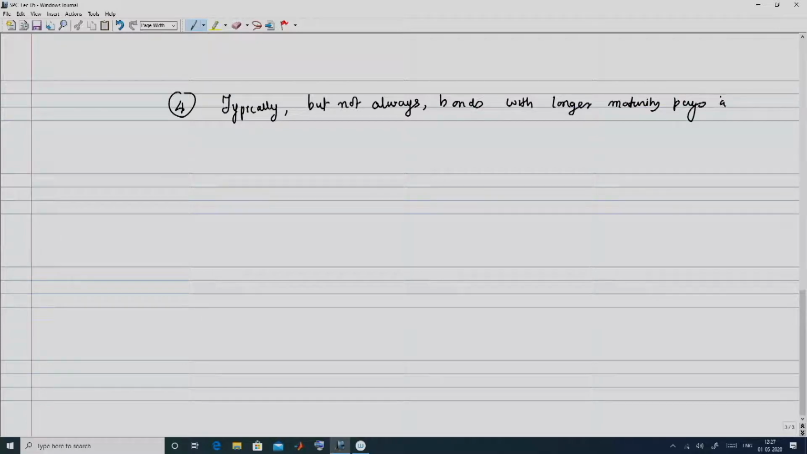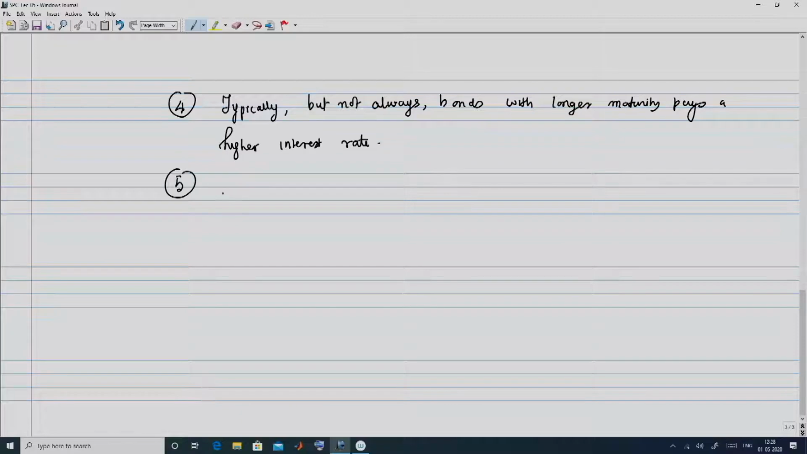Next, I will make an observation that is typical, but not always necessarily true. Typically, but not in all cases, bonds with longer maturity pay a higher interest rate. So, for example, if we have a 10-year bond and a 5-year bond, it is more likely that the interest rate being paid on the 10-year bond is going to be more than that of a 5-year bond.